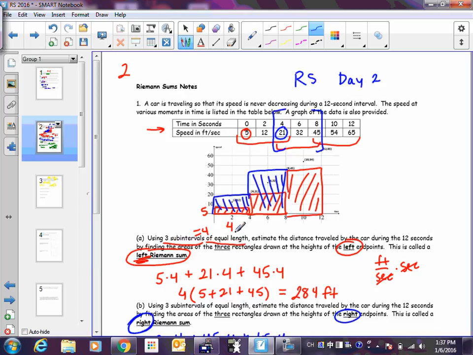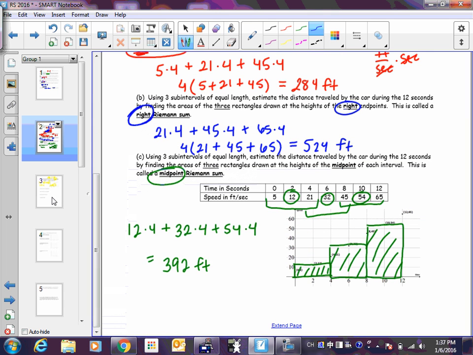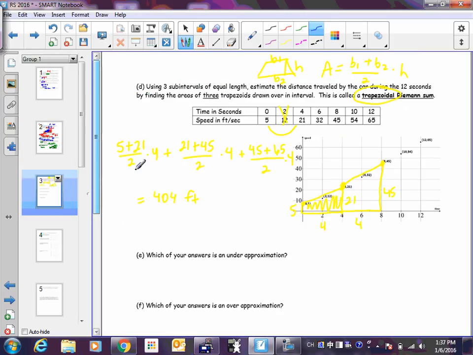Now, as far as what the height of the rectangle is, that depends on whether they tell you left, midpoint, or right. We did all this yesterday. This was all on page 2. And then on page 3, we started the trapezoid. Oh, we actually did finish it yesterday. So we reviewed how to find the area of a trapezoid, and we found the area of the trapezoid. It's just by averaging the two faces, basically averaging the left and the right, and multiplying it by your subinterval. And we got 404 feet.